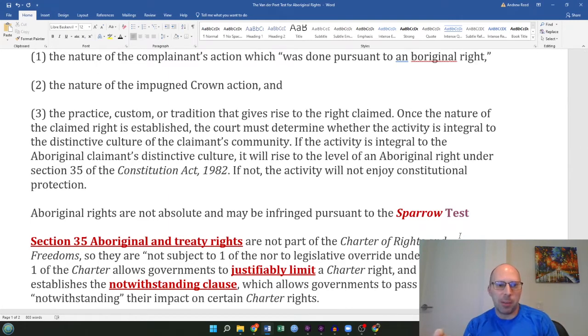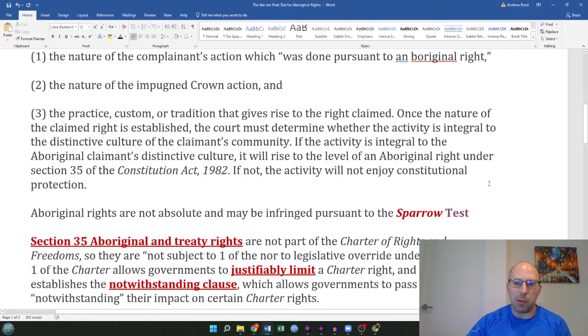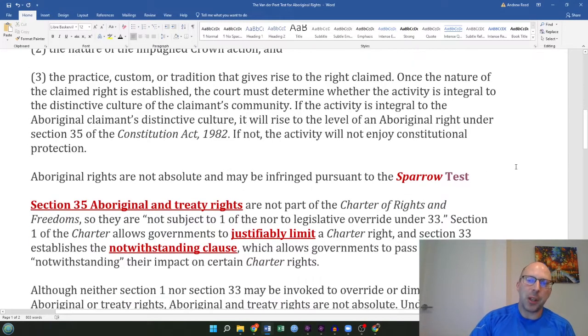Once the nature of the claimed right is established, the court must determine whether the activity is integral to the distinctive culture of the claimant's community. If the activity is integral to the Aboriginal claimant's distinctive culture, it will then rise to the level of an Aboriginal right under Section 35 of the Constitution Act of 1982. If not, said activity will not enjoy constitutional protection.